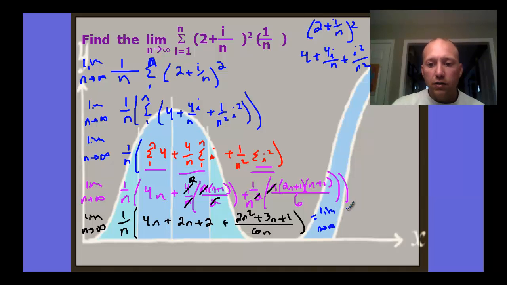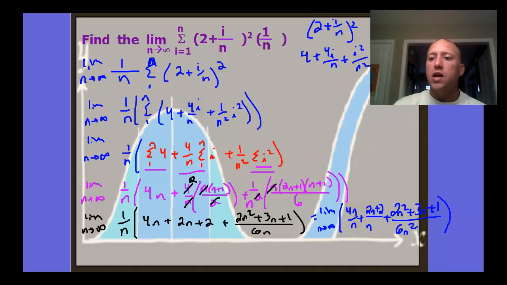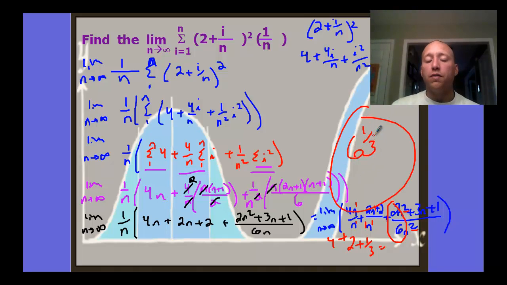So we have the limit as n goes to infinity of 4n plus 2n plus 2 all over n plus 2n squared plus 3n plus 1 all over 6n squared, which is kind of nice because now we're trying to find the limit as n goes to infinity. So now we can use our rules. This is the first power, so the limit of that first term is 4, plus the second one, n into n, we have 2/1, which is 2, plus this last one we have n squared and n squared, so I look at 2/6, which is 1/3. So if I add those, we get 6 and 1/3 as the final value.